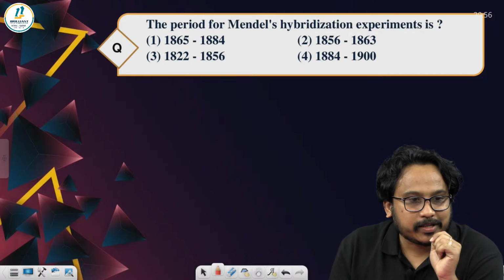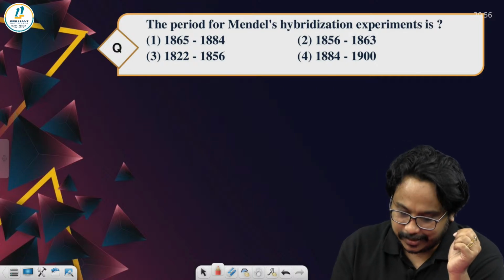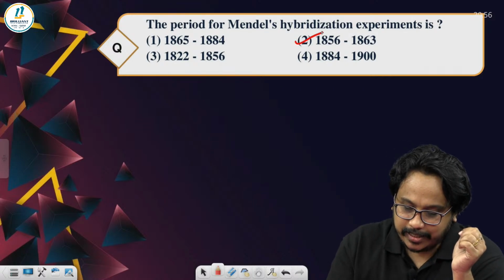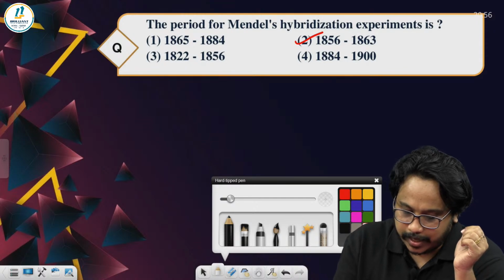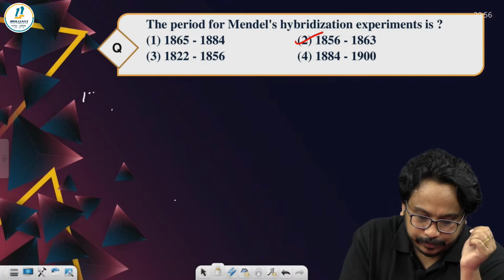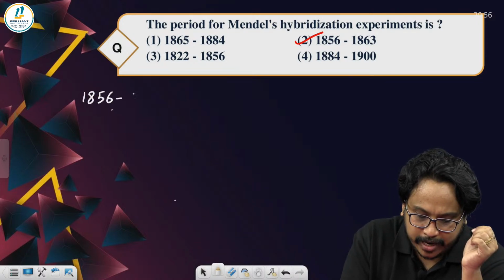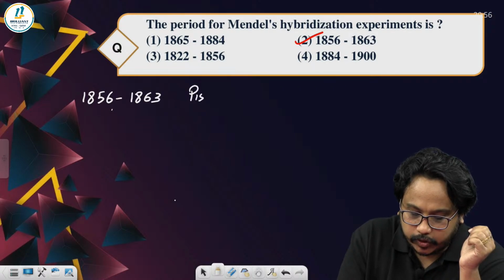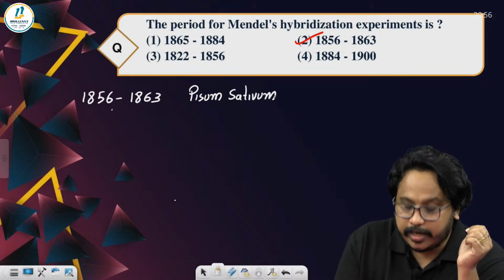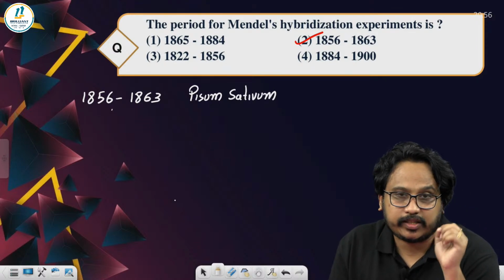Okay, one answer was given. Yeah, it is correct answer. The answer is 2. 1856 to 1863. This was the experimental duration of Gregor Johann Mendel. So he was doing research on Pisum sativum or pea plants from 1856 to 1863.